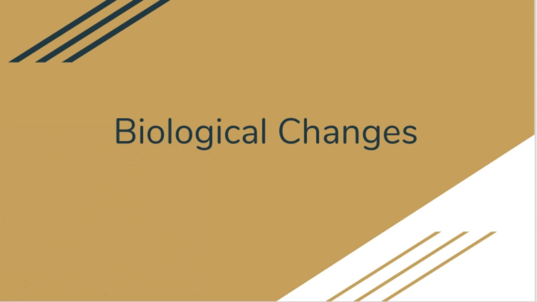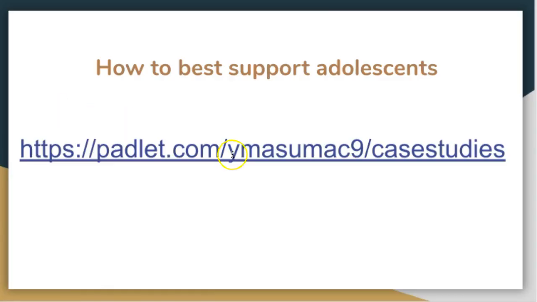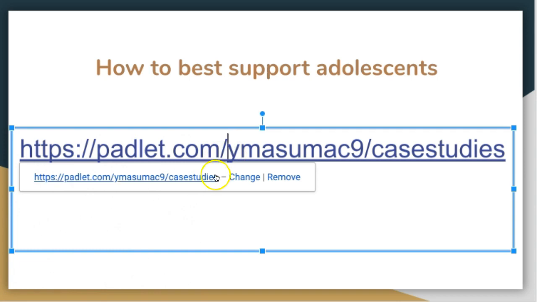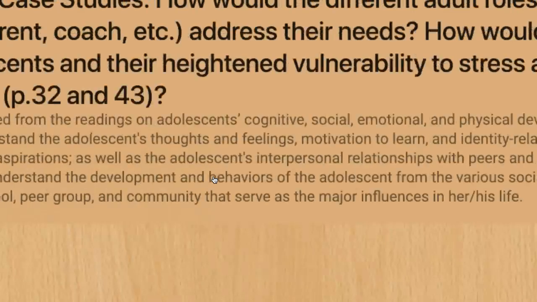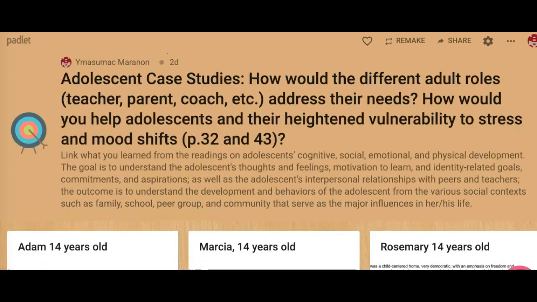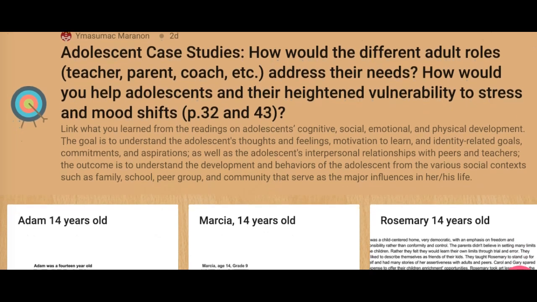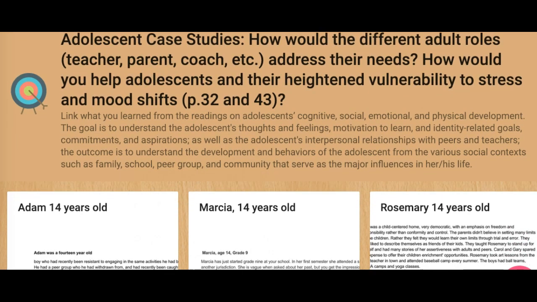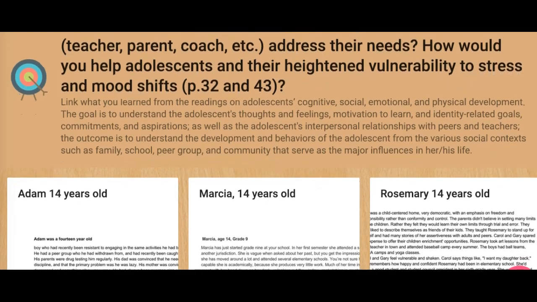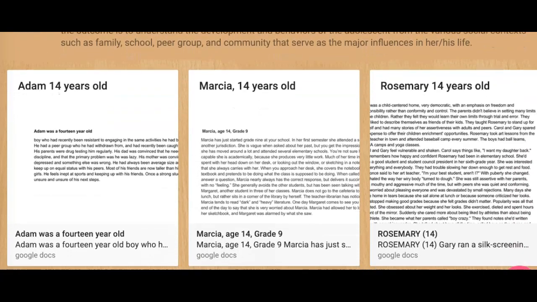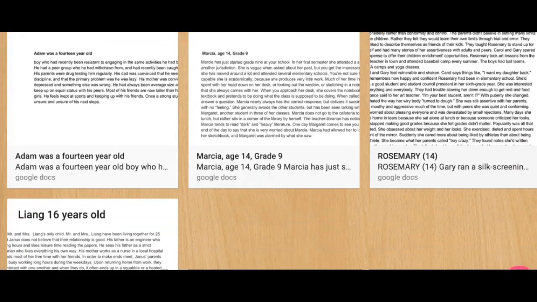With these ideas in mind, let's take a deeper look at the ideas presented in Chapter 1, starting with biological changes. Click on this Padlet and explore the case studies it holds. When reading these case studies, consider the biological changes adolescents are going through that you read in Chapter 1 and how you might link this information to support these students. Formulate some key ideas and post them on the Padlet for your classmates to see your ideas.